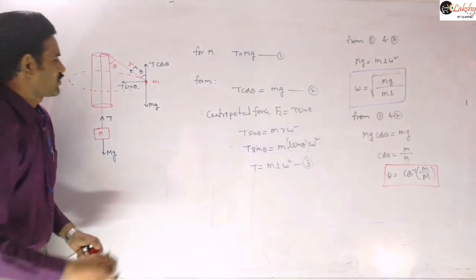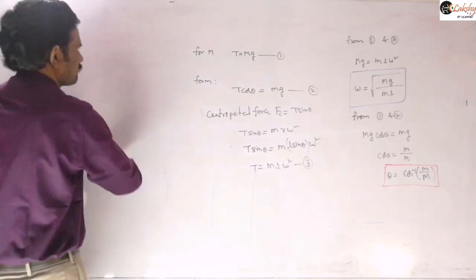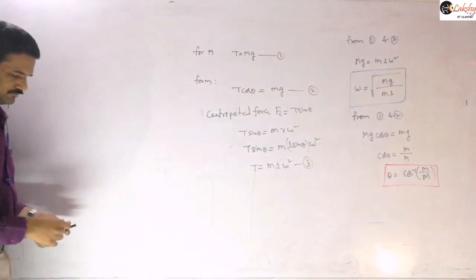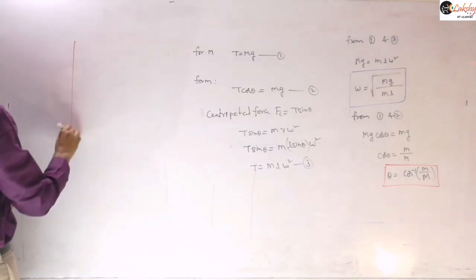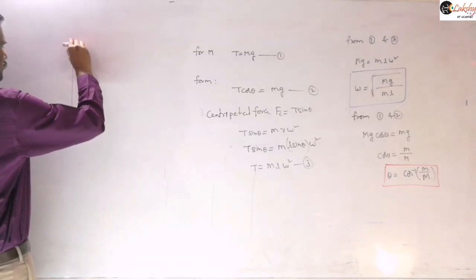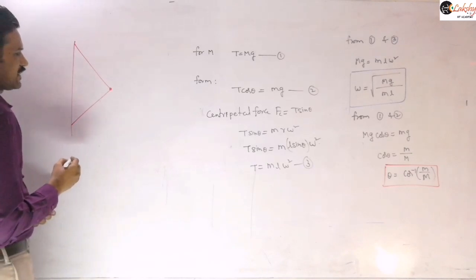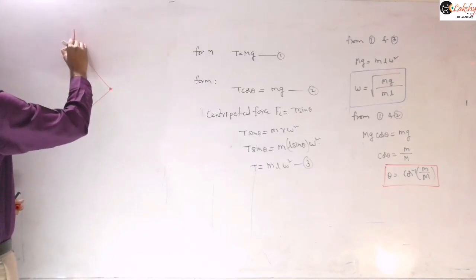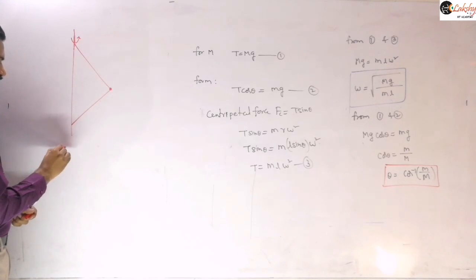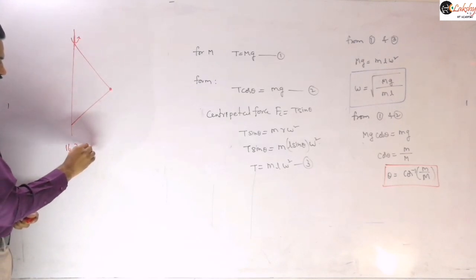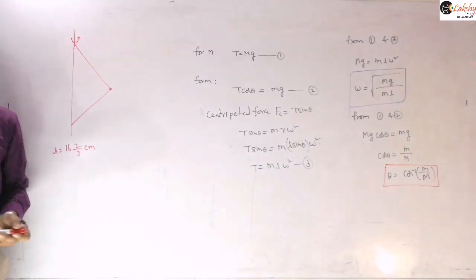So next, let me write another problem here based on this conical pendulum. A small block is connected by two identical strings, each of length 16√2/3 centimeters, right?